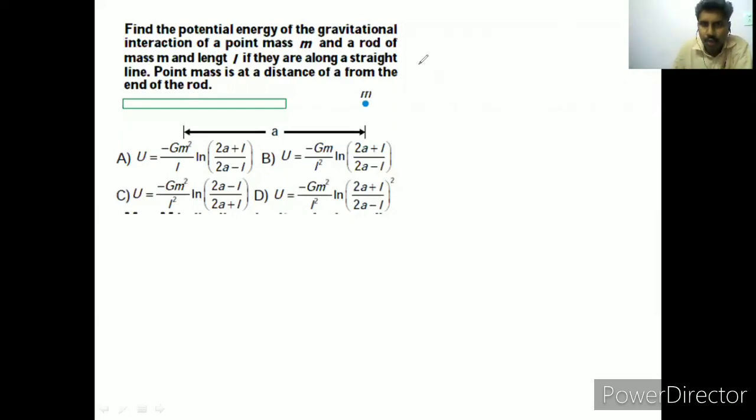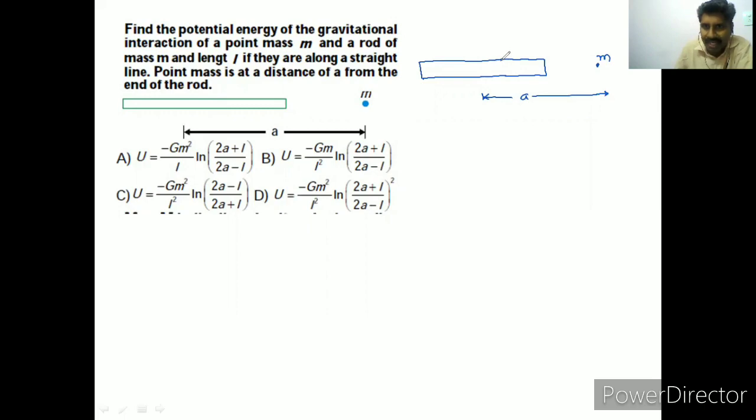I am taking a rod. This rod length is L. From the middle of the rod to the point mass m, the distance is A. So here I need to calculate the potential energy.